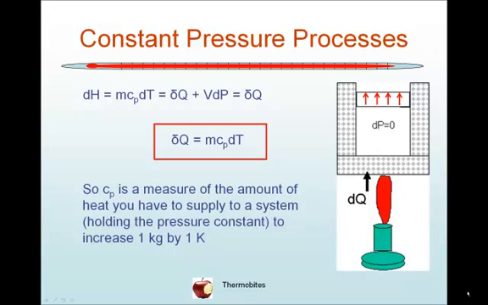If we then allow the volume to change inside our piston such that dP is equal to 0, then the change in the enthalpy, dH, is equal to m Cp dT, which is equal to δQ plus V dP, but dP is equal to 0, so that's simply equal to δQ, so we can write δQ is equal to m Cp dT, which means that Cp is a measure of the amount of heat you have to supply to a system holding the pressure constant to increase 1 kilogram of the substance by 1 degree Kelvin.